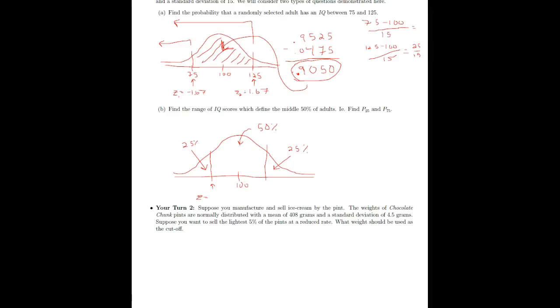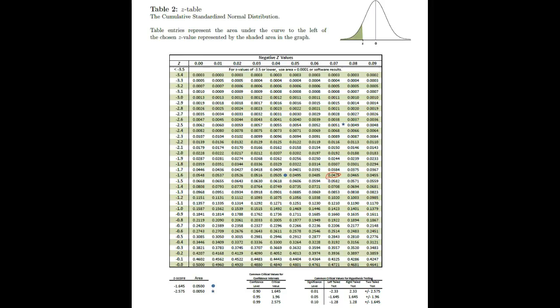Well, let's go into our table in the back, and we're going to go fishing in here for 0.2500. And that is somewhere around here. It's between these two values. And the 0.2514 is a bit closer to 0.2500 than this value right here. So we're going to go with the z-score of negative 0.67.